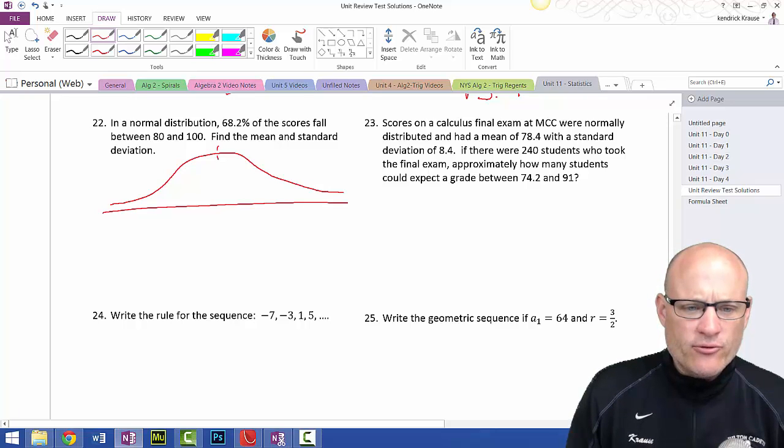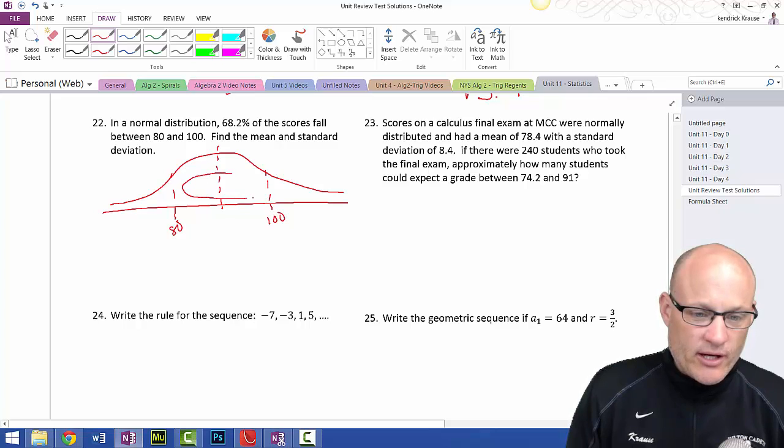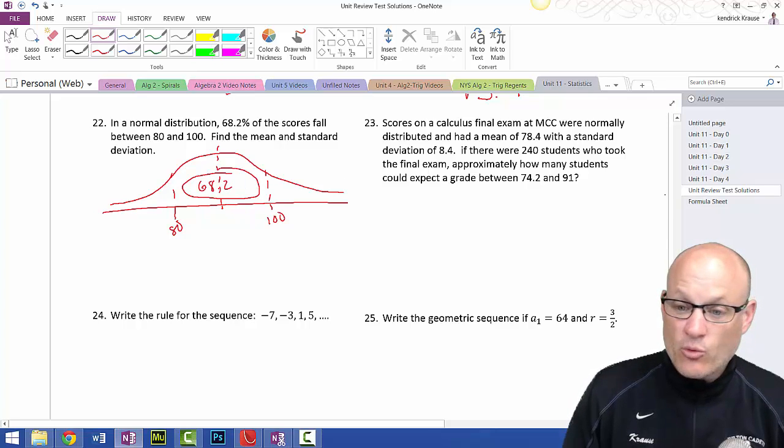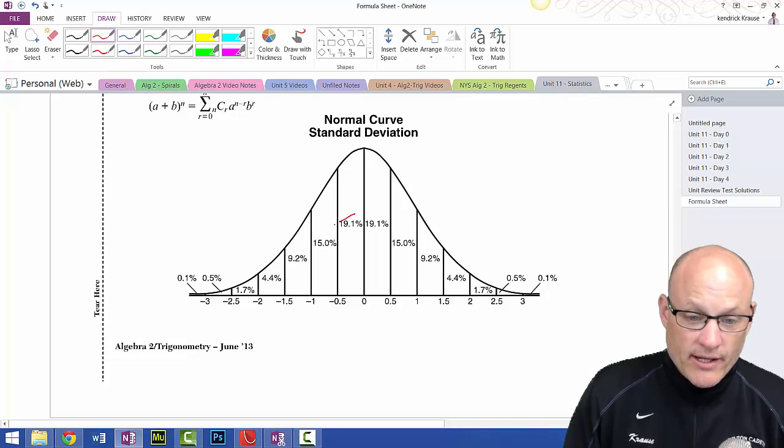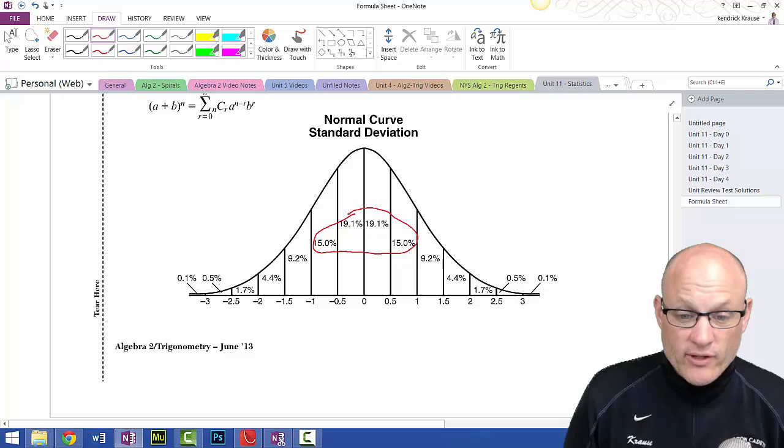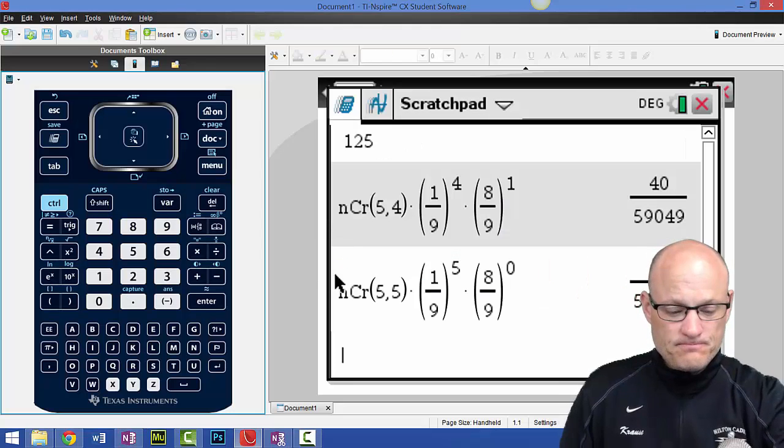68.2%. Boy, that sounds familiar. Fall between 80 and 100. Well, if you remember correctly, that's 1 standard deviation below and 1 standard deviation above. 68.2. If you don't believe me, come over and add up these. That is 68.2%. One standard deviation up, one standard deviation down.